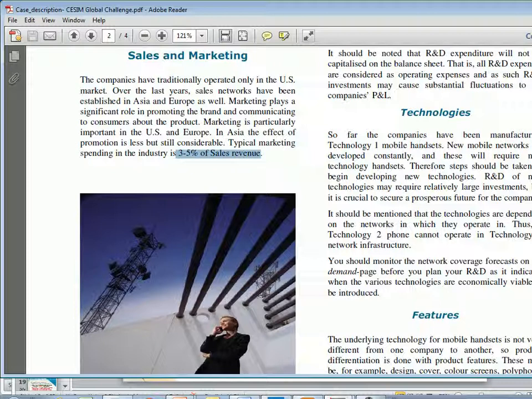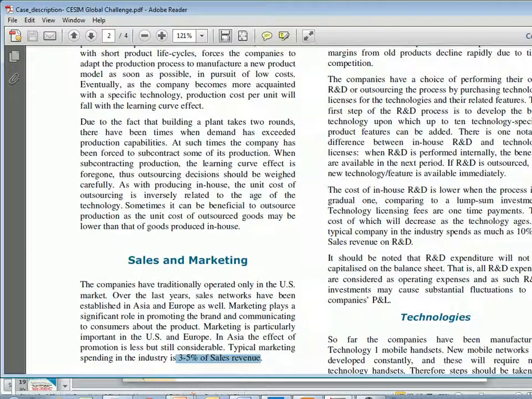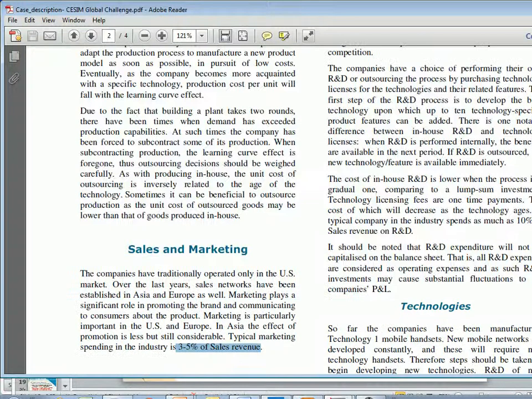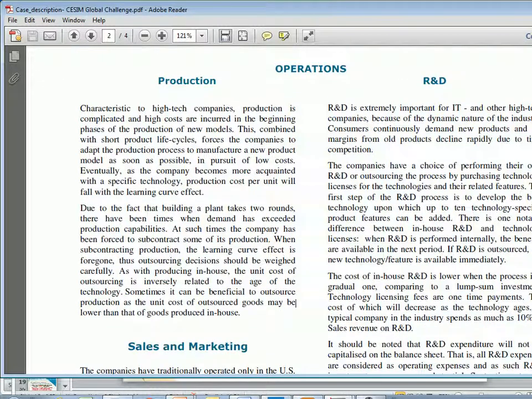Remember we had another range over here? Where was it? There's that other range. Okay, so now we've covered this, and now we go to look at production. Production costs are complicated, high costs, because you are building.